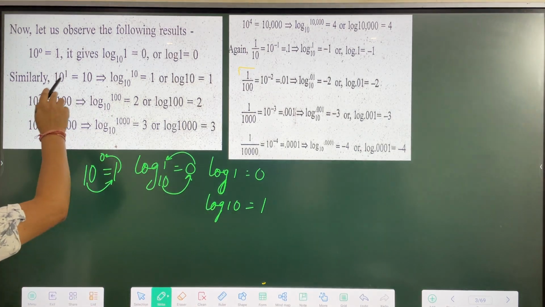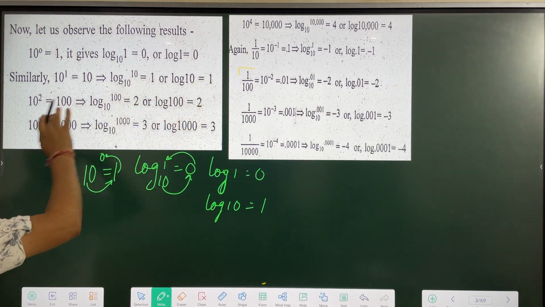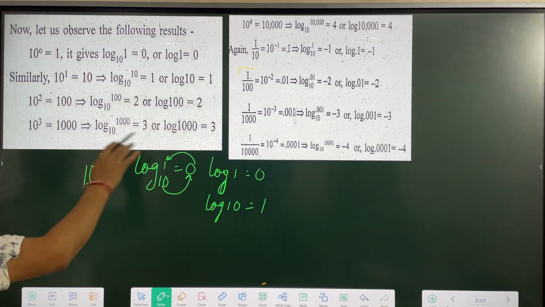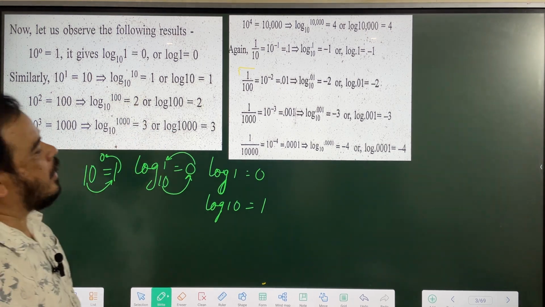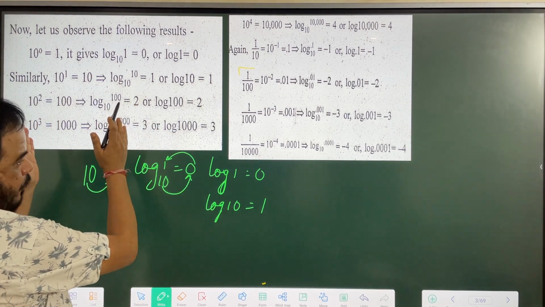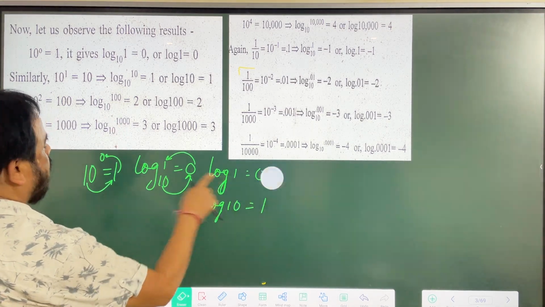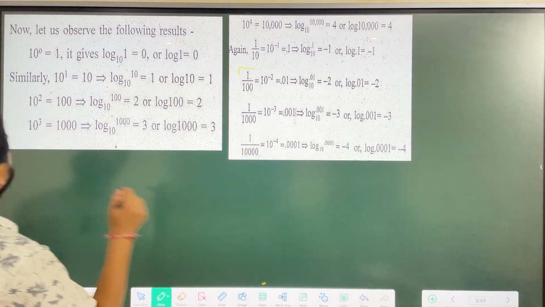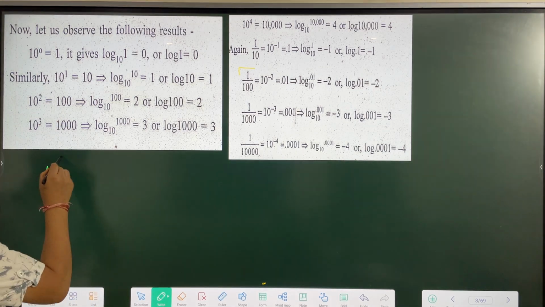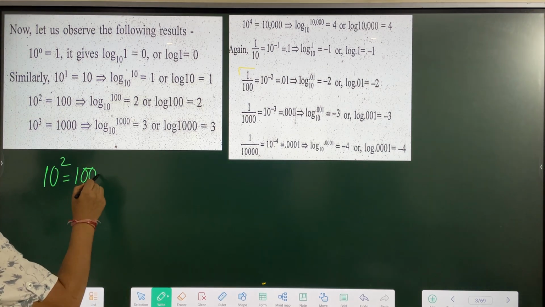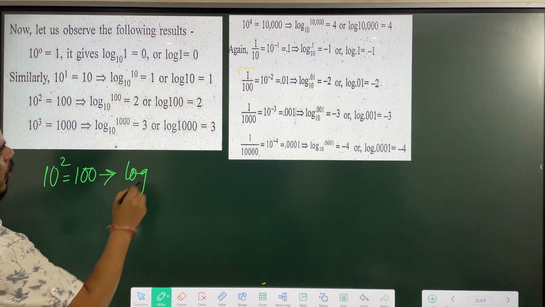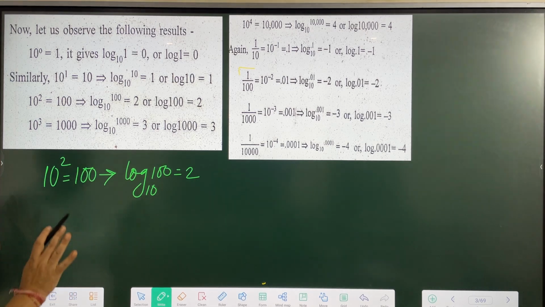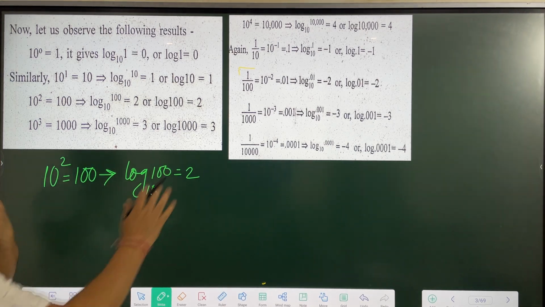So log 10 to the power 1. This one you will understand now. 10 squared is equal to 100, and this one I already explained. Now these are all positive. Look here, 10 squared is equal to 100, or we can write log 100 base 10 equals 2. This is positive. Now this side you see.